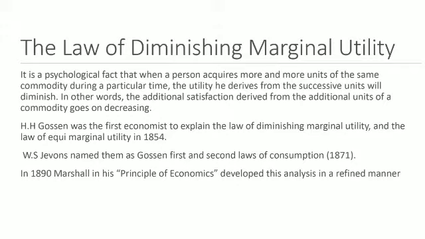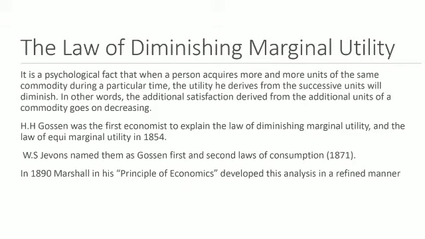H.H. Gossen was the first economist to explain the law of diminishing marginal utility and the law of equimarginal utility in 1854. W.S. Jevons named them Gossen's first and second law of consumption in 1871. Based on this, in 1890, Marshall, in his Principles of Economics, developed this theory in a refined manner and stated the law of diminishing marginal utility.